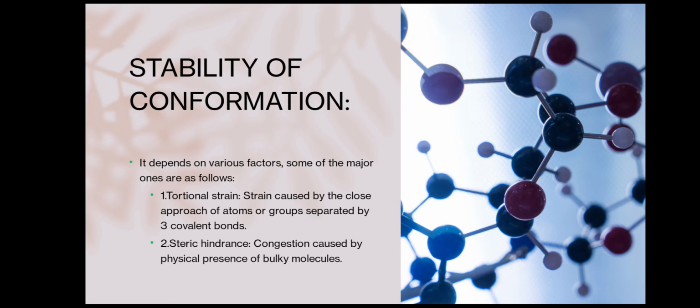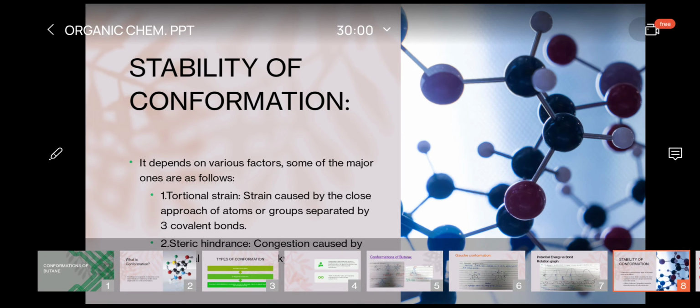So these slides present the theoretical aspect of what we had studied in the graph so far. The stability of conformations depends on various factors, but the biggest ones are torsional strain as well as steric hindrance. Torsional strain is the strain caused by the close approach of atoms or groups separated by three covalent bonds, which we studied in the previous slide. The second factor is steric hindrance, which is nothing but the congestion caused by the physical presence of bulky groups.